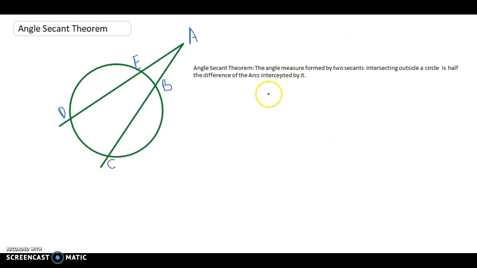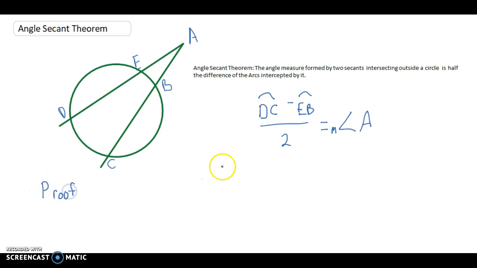arc DC minus arc EB, divided by 2, is equal to the measurement of angle A. And so in this, what we are going to want to do now is to prove this. So we are going to create a small proof here.